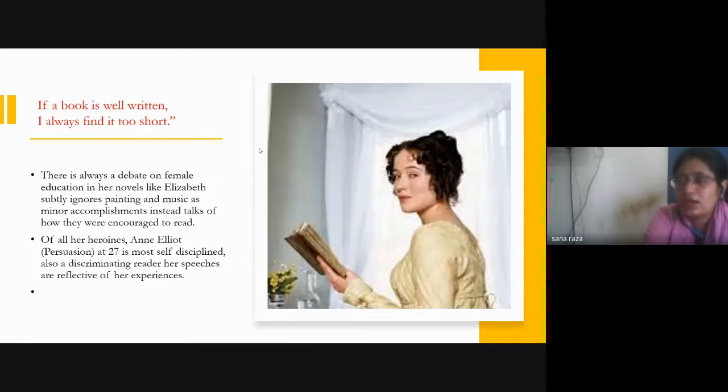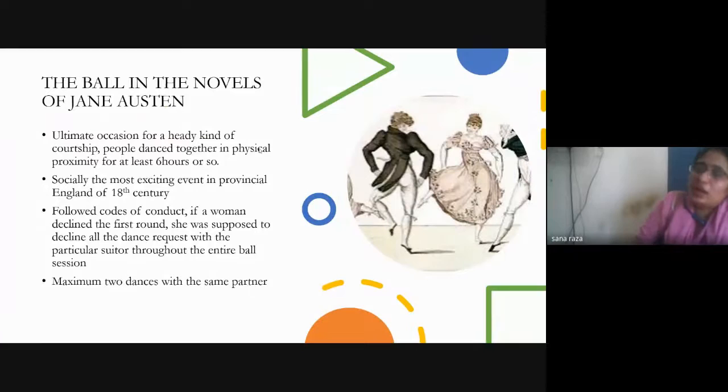Now, after reading, we come to the center, the core of her novels, that is the ball. The ball is the dance in the novels of Jane Austen. These ball dances are the ultimate occasion for a heady kind of courtship. People danced together in physical proximity for at least 6 hours or so. So it was a very great opportunity to make interactions and see new people.